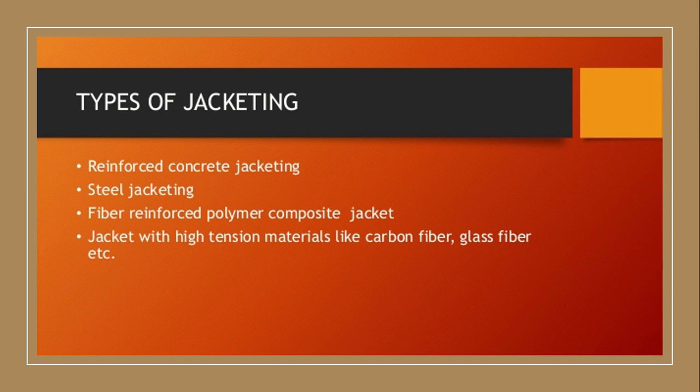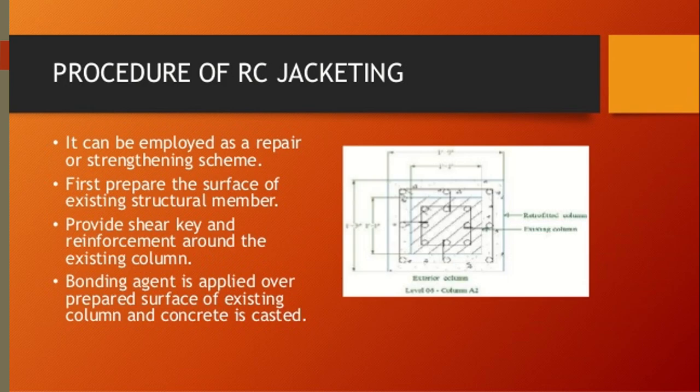Then what are the different types of jacketing? That is reinforced concrete jacketing, which we have discussed, steel jacketing, fiber reinforced polymer composite jackets, and jackets with high tension members like carbon fiber, glass fiber, etc. And what is the procedure and how is this carried out? Jacketing is employed as a repair or strengthening scheme.